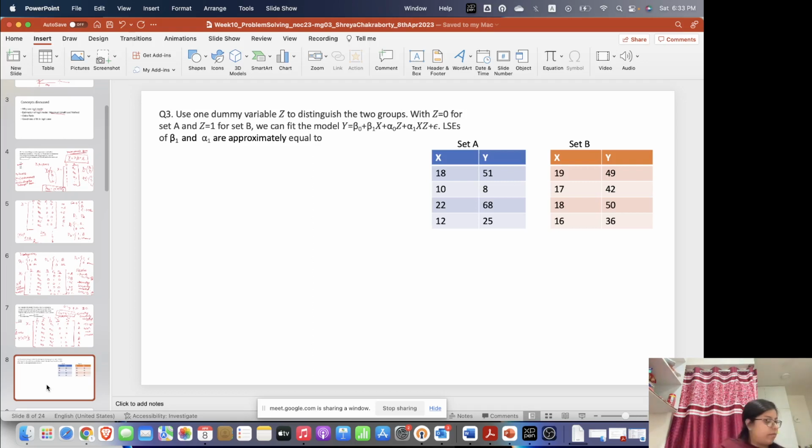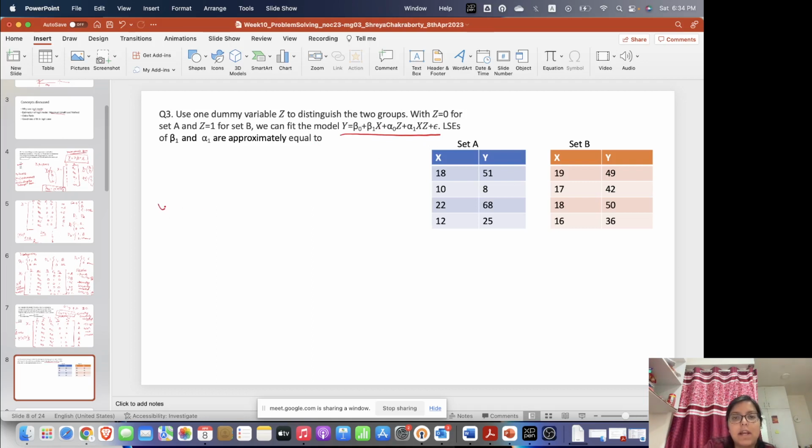So here we have been given two groups, data corresponding to x and y data corresponding to two groups A and B, and we have been asked to use one dummy variable in order to distinguish these two groups, and to fit a model such as this, y equal to beta naught plus beta 1x plus alpha naught z plus alpha 1 xz plus epsilon. So what will be the LSEs of beta 1 and alpha 1 approximately? So what should we write? So this is my model.